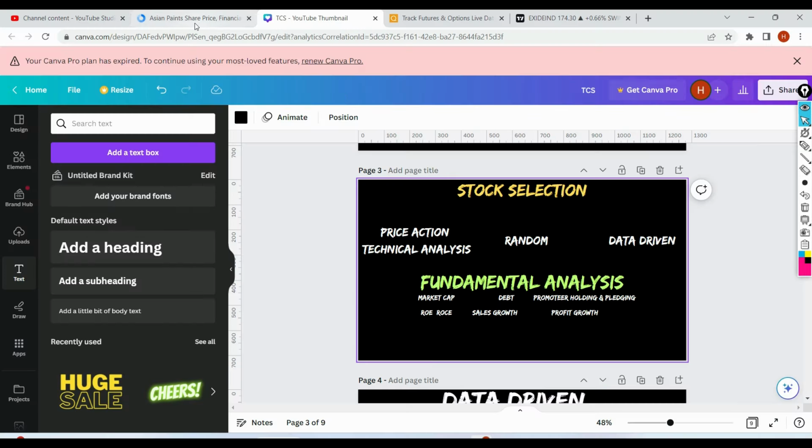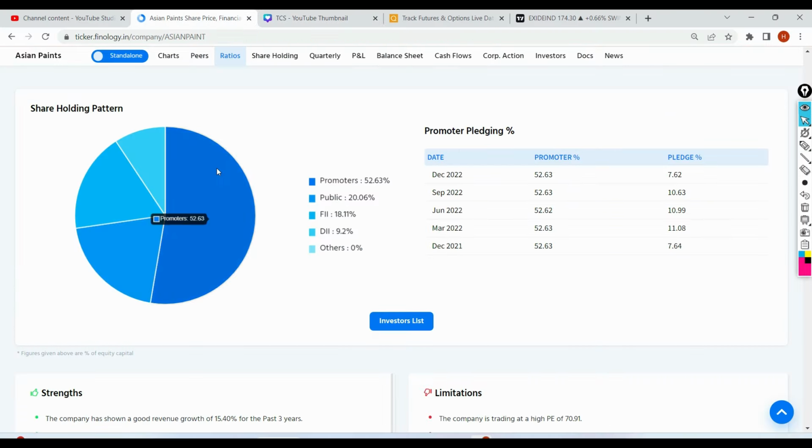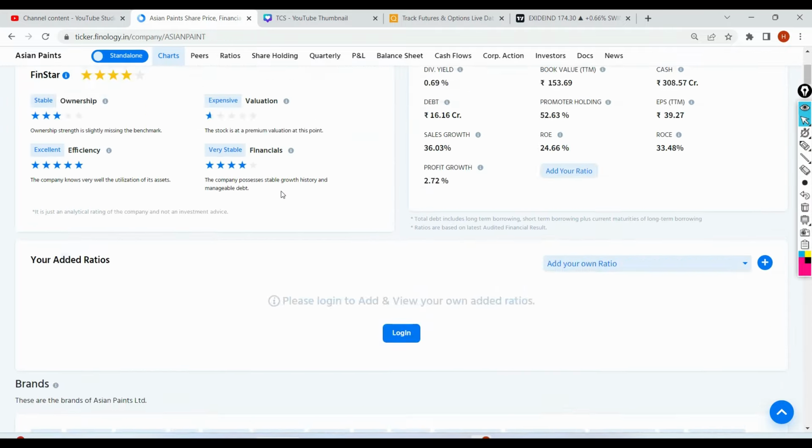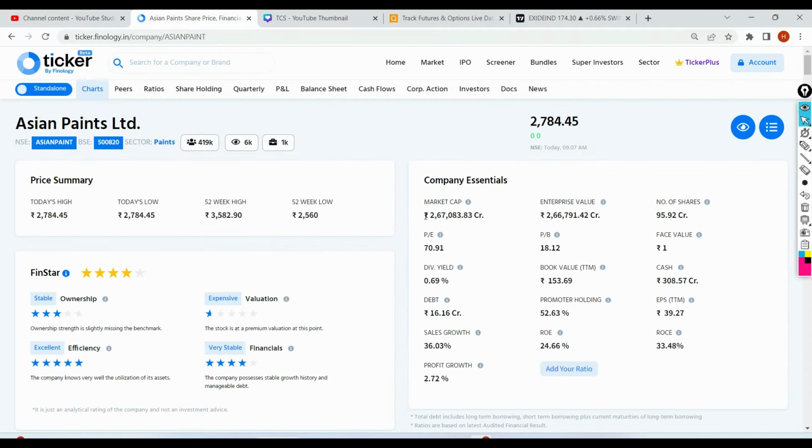Okay, let me show you what I meant to say. So use this tool called Fenology, right? That's it. I'm just showing you an example of Asian Paints. Check the market cap. This is a huge company, right? 2,67,000 crores company, in which they have only 16,000 debt. Check this, read it yourself. This is the sum of all the short term and long term debts, which is negligible.